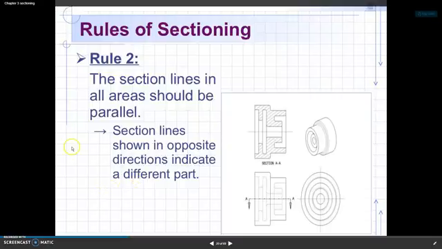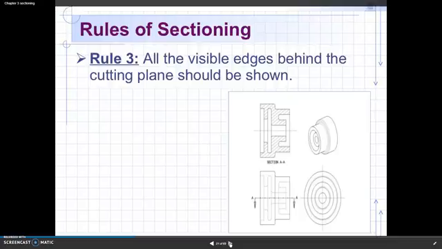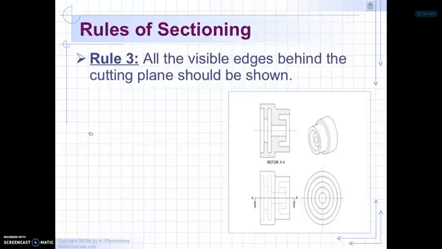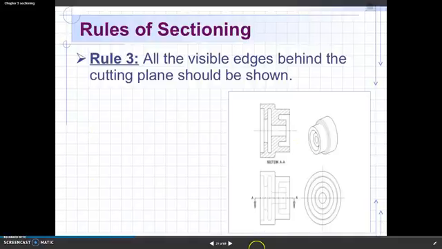Number 2: the section lines in all areas should be parallel. Section lines shown in opposite directions indicate a different part. So the section lines here are all parallel to one another. Rule 3: all visible edges behind the cutting plane should be shown. Remember when I looked at that one part and said there's going to be edges behind where you cut away, and those should be shown. Obviously you're going to need that, and they're going to exist behind the part that you've actually cut away.